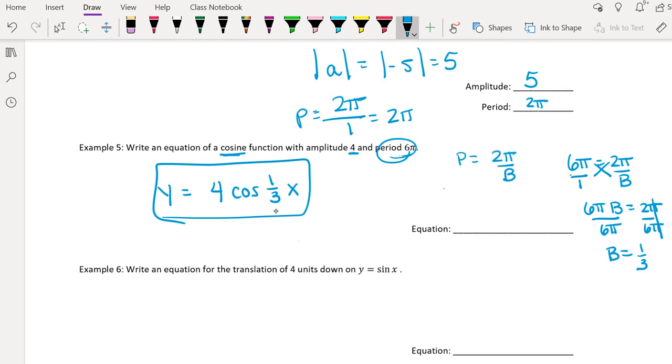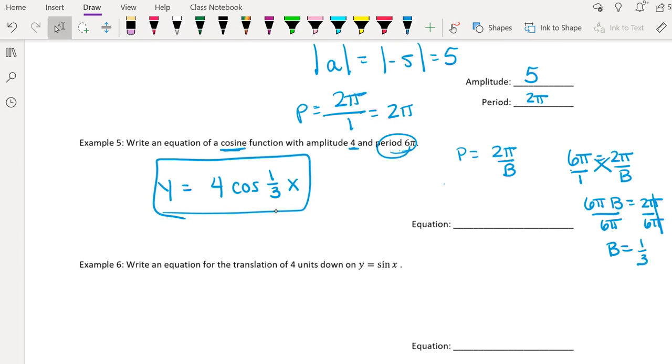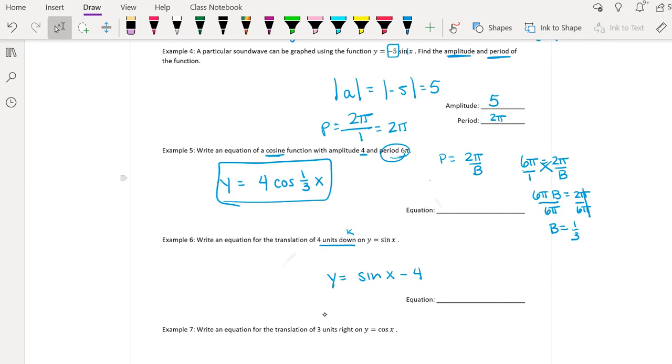Okay. In number 6, write the equation of a translation of 4 units down on y equals sine x. So y equals sine x down, that's a k value. So sine x and then -4. Okay, and there are no parentheses because it's a shift down.